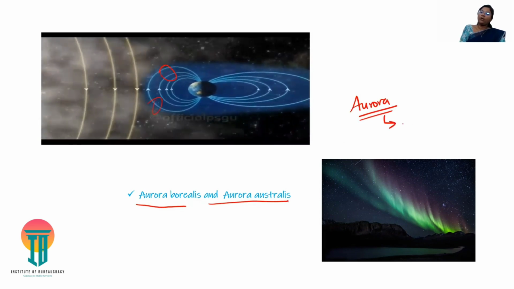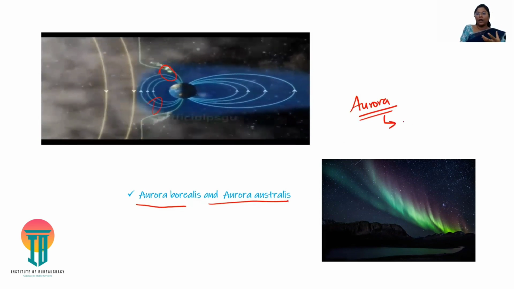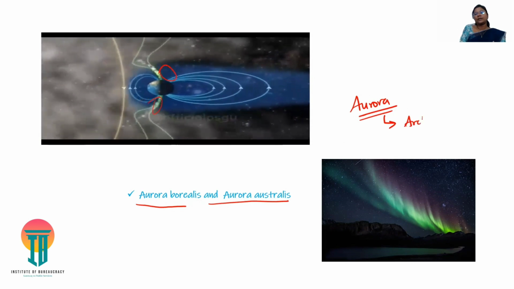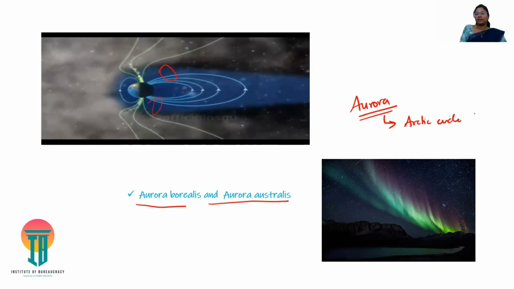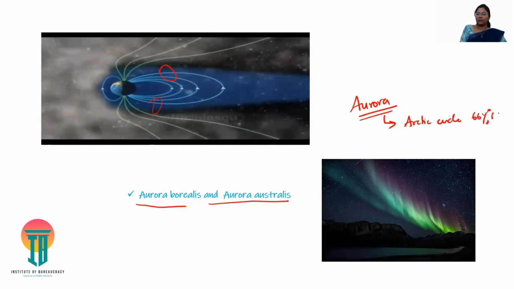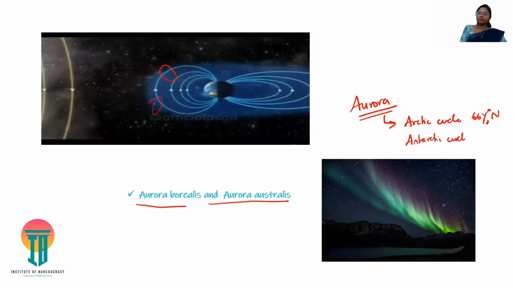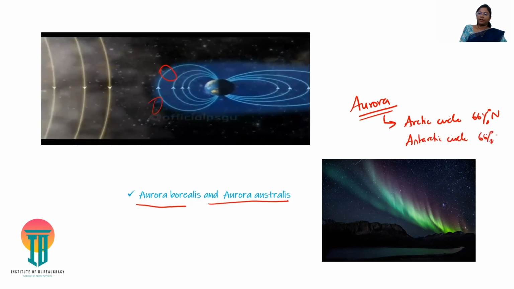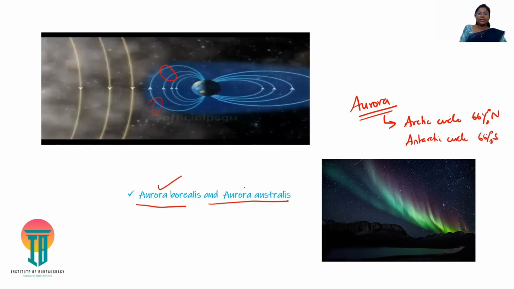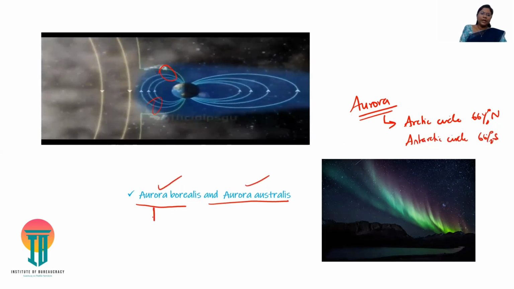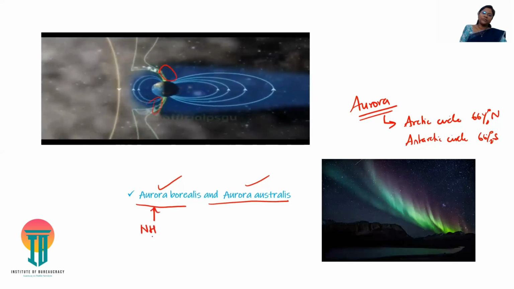Especially these are found in the regions of higher latitudes, that is beyond the Arctic Circle, that is 66.5 degree north, and beyond your Antarctic Circle, half degree south. Aurora borealis and Aurora australis. Borealis is what happens in your northern hemisphere.